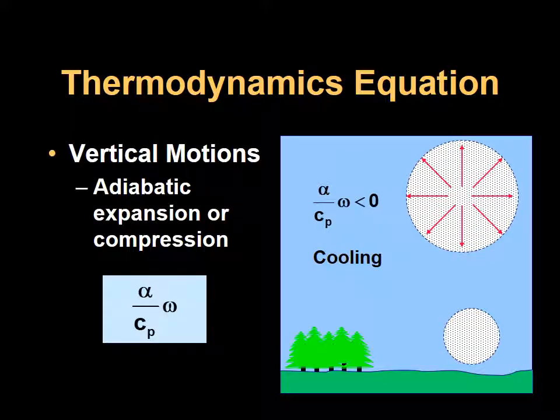Now the other terms, we had one that had omega in it, and what this says is as air rises through the atmosphere, omega is negative. That is adiabatic expansion. As air rises, it expands and the temperature decreases. So if omega is negative, that means you're going to have a drop in temperature. That makes sense. Conversely, if air sinks, then omega is positive, and the other side of the equation, the change in temperature following the parcel, is positive.